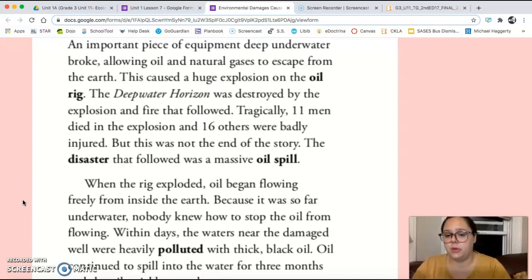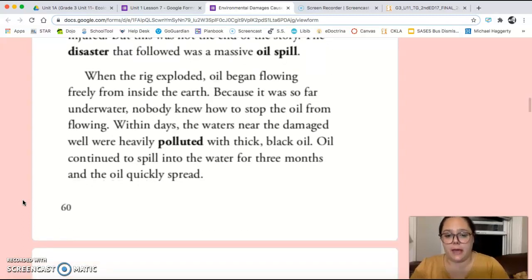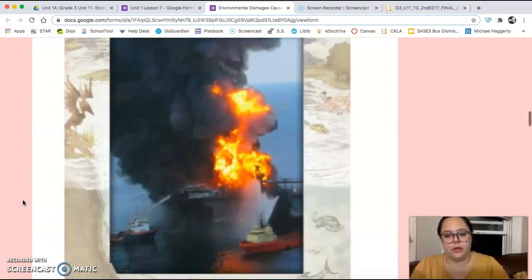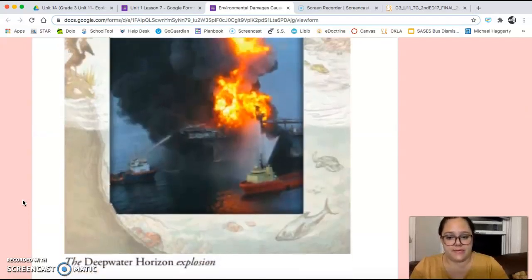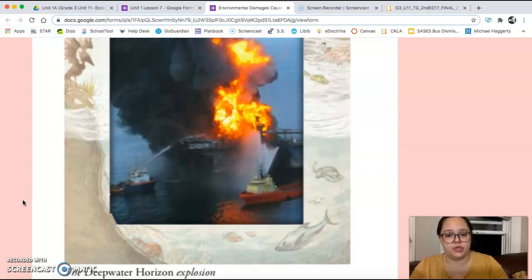When the rig exploded, oil began flowing freely from inside the earth. Because it was so far underwater, nobody knew how to stop the oil from flowing. Within days, the waters near the damaged well were heavily polluted with thick black oil. Oil continued to spill into the water for 3 months, and the oil quickly spread. That is a photograph of the Deepwater Horizon explosion.